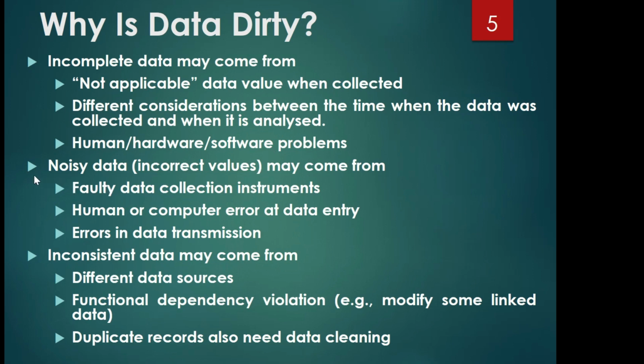Next is noisy data. Noisy or incorrect data may come from faulty data collection instruments, or it may be because of human or computer error at the time of data entry, or error during data transmission. Next is inconsistent data. Inconsistent data may occur because you are collecting the data from different data sources, or because of functional dependency violation, for example, modifying some linked data. Next, duplicate records also need data cleaning.